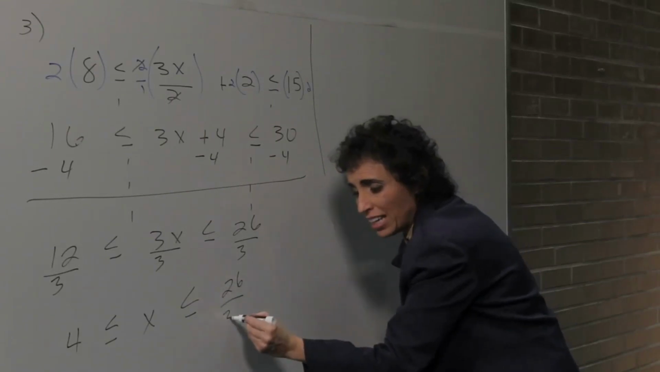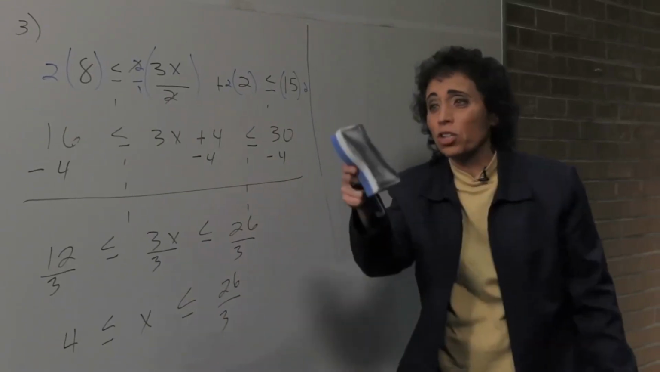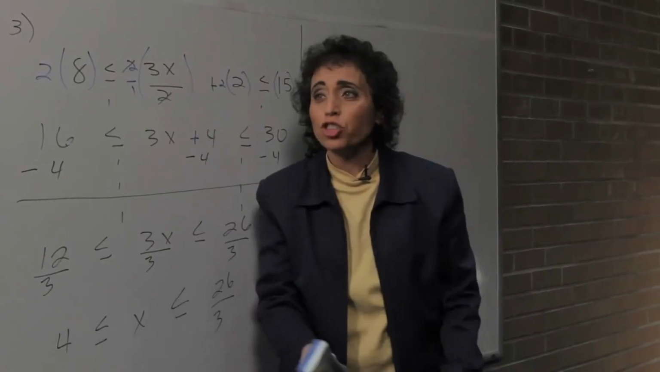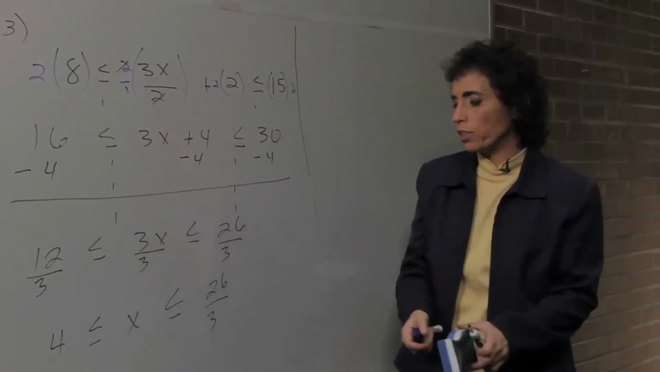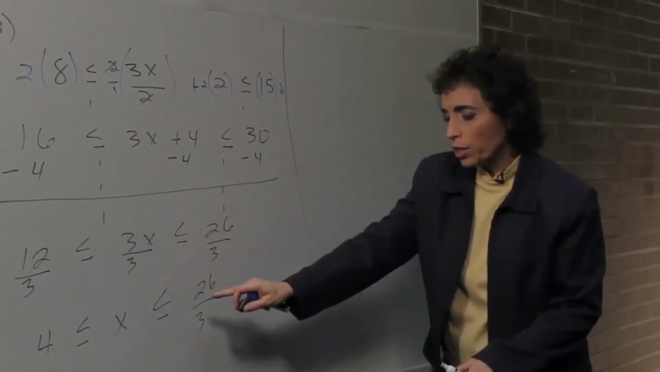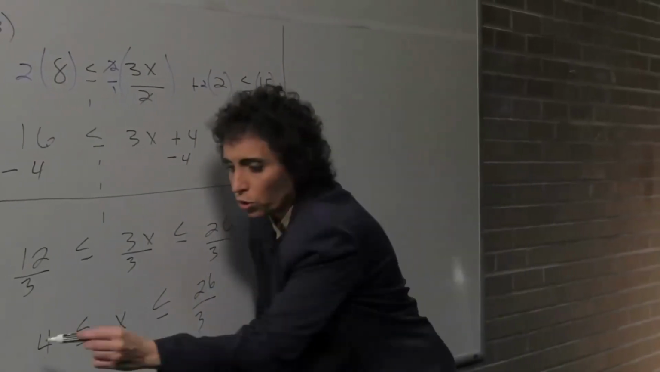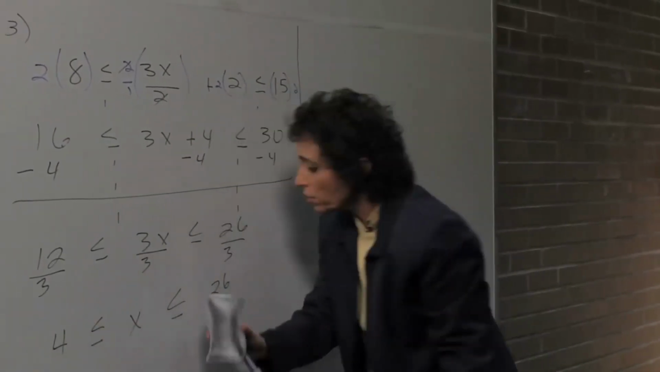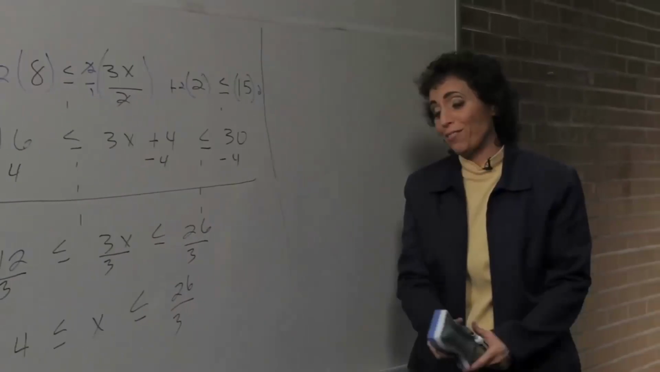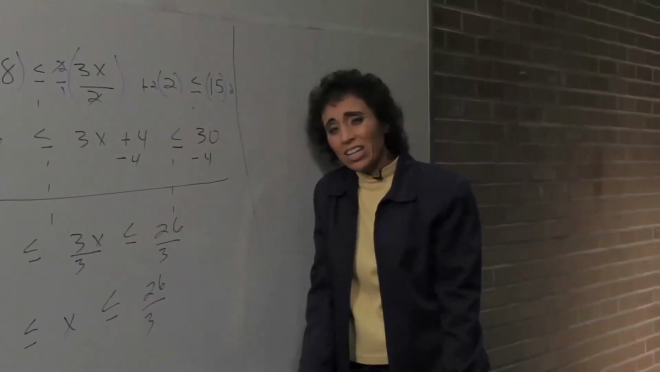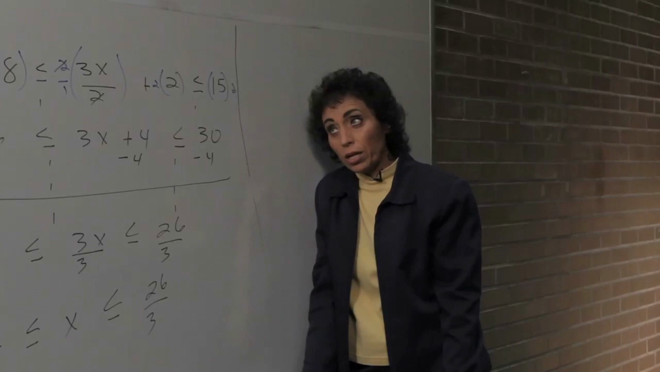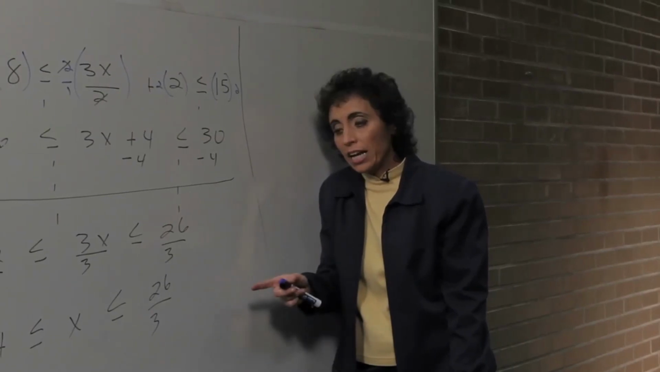The reason I'm leaving it here as 26 thirds is because your question says solve, check, graph. Write your answer in set notation. You can either leave it like this for set notation, or you can use the braces with the x in the front. Either way, but we need to talk about this. You know how many checks this has? 3. This actually has 3 checks.